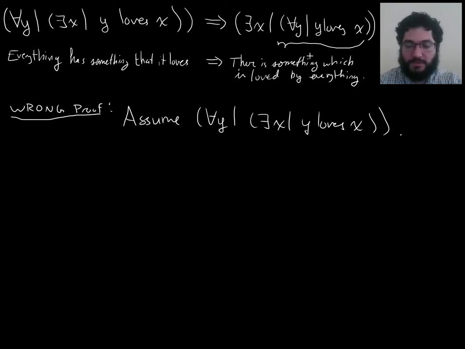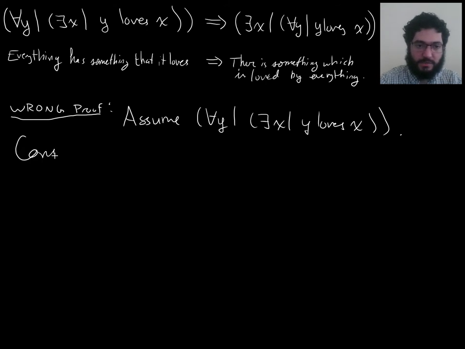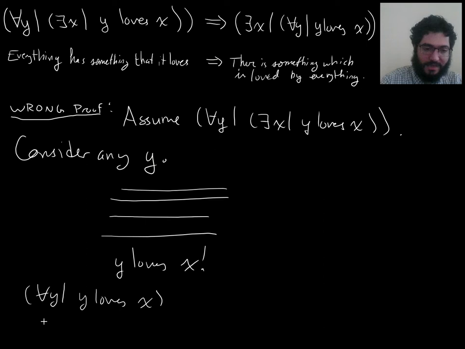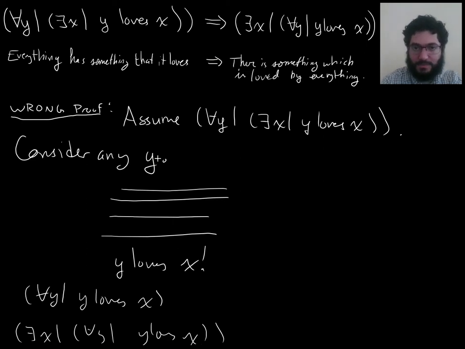Well, if I want to prove a universally quantified statement, then I should do universal generalization. So consider any y, and then I will try to prove that y loves x. Suppose after a bunch of talking, I manage to prove, therefore y loves x. And then I say, okay, then by universal generalization, since that was an arbitrary y, all y's love x. And now I've found something, x, which everything loves. So I can say, okay, then there exists something which everything loves. That's the plan, and that's a perfectly reasonable plan.